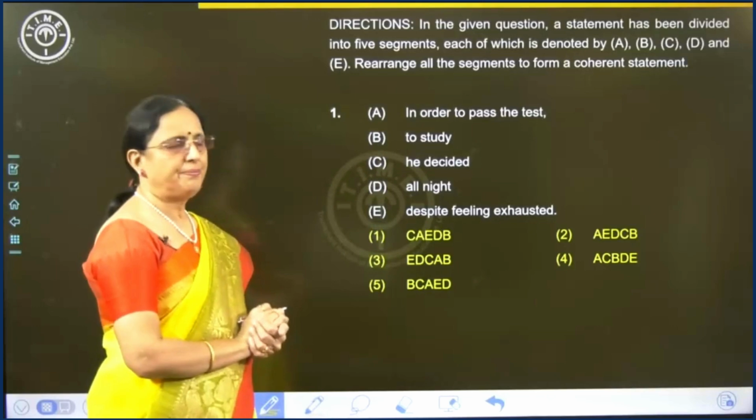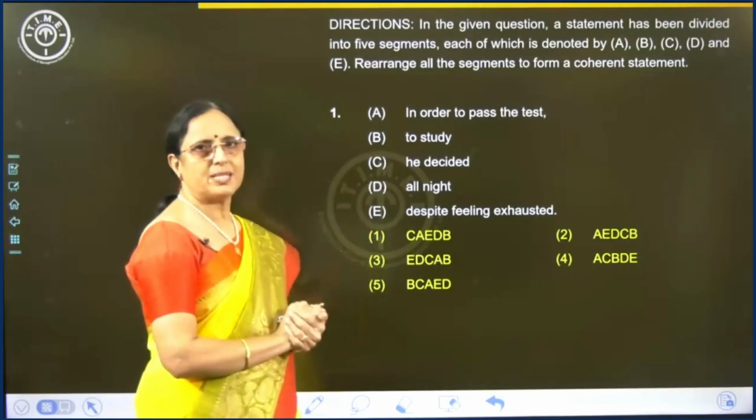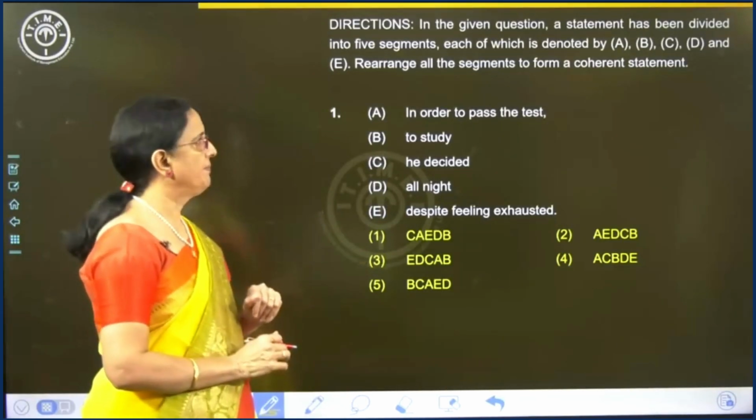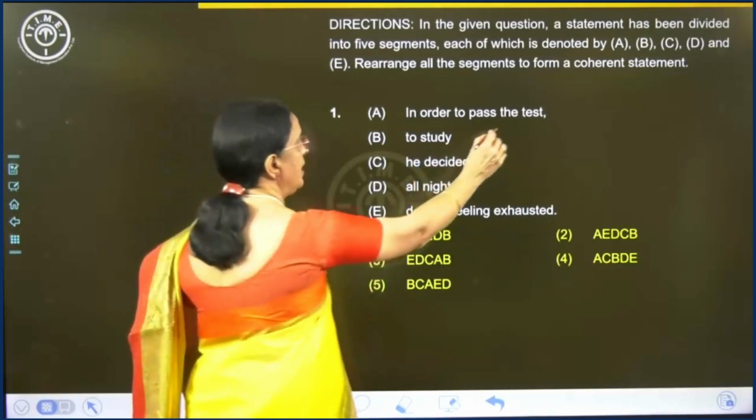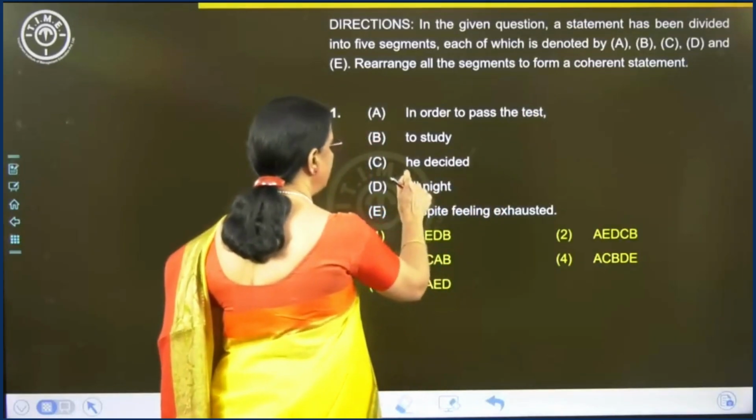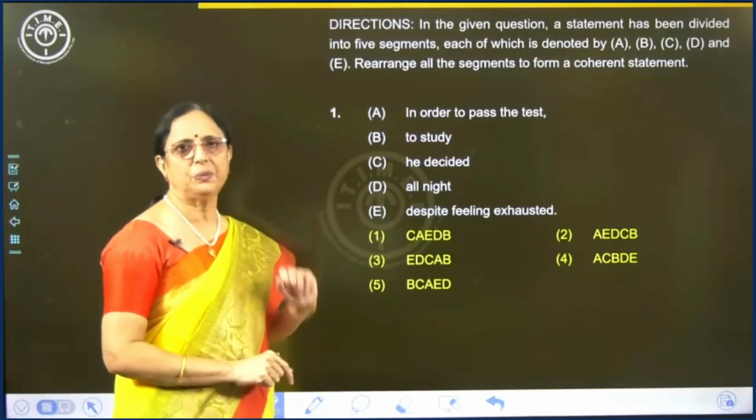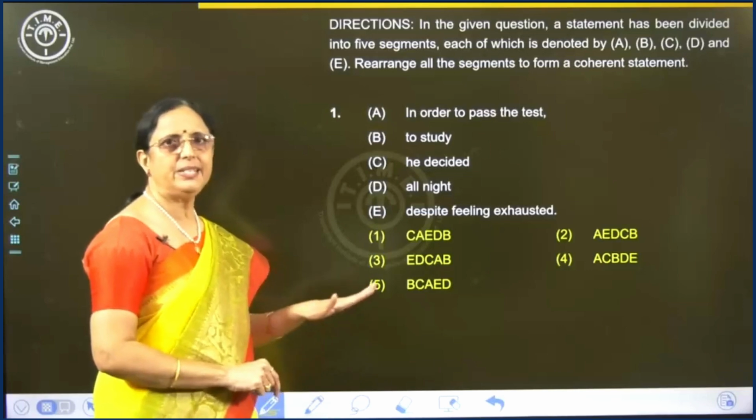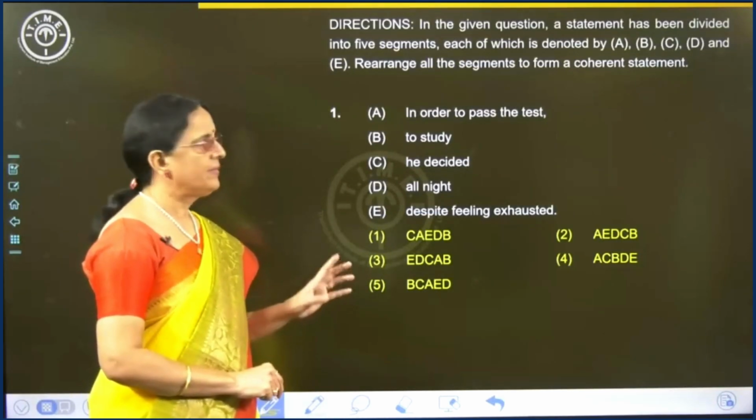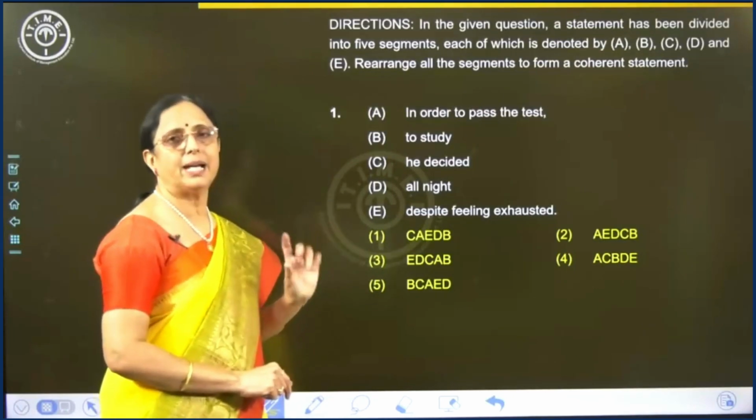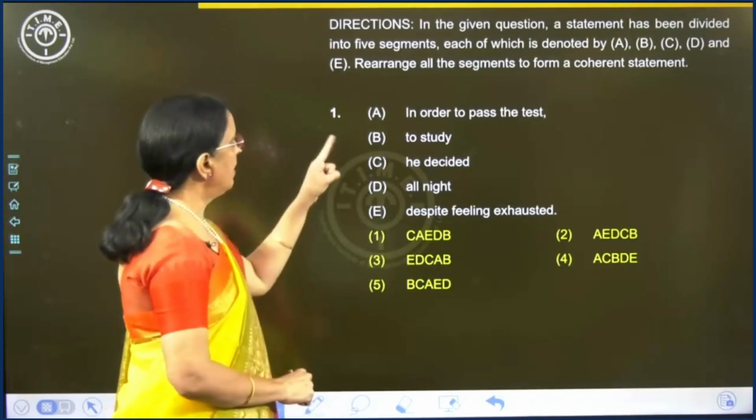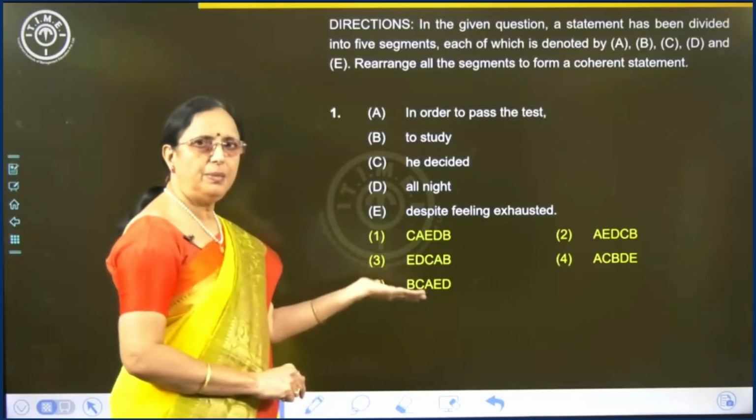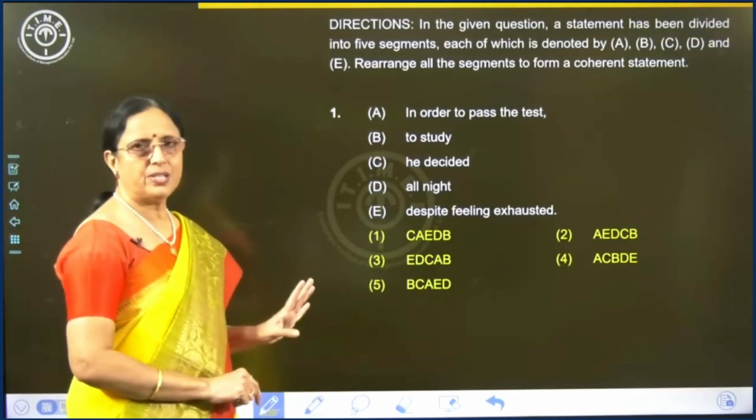So, first thing is, you have to look at the pronouns and conjunctions, connections, and try to connect the last word of one part with the first word of another part. That's a simple clue. Connect the last word of one part with the first word of another part. Easy and straight. Okay? So, let's read it, keeping those clues in mind. Ready? In order to pass the test, okay, in order to pass the test can be at the beginning or at the end. Do you understand? You can start with that.